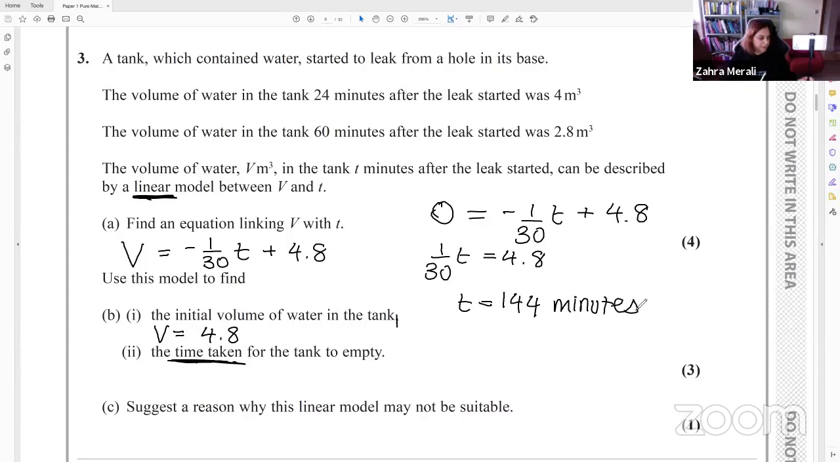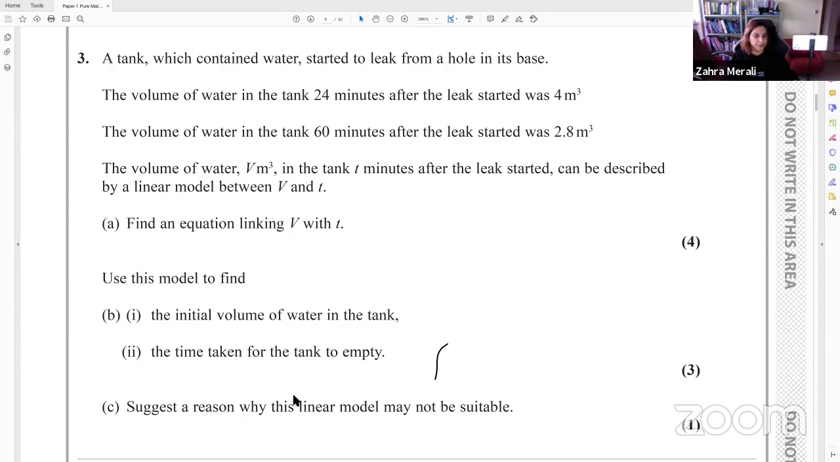And part C, and if you're not sure, it's just a 1 marker. It says suggest why a linear model might not be suitable. And here they're looking for anything that's common sense. Think about pressure. The hole might leak more quickly at the start because there'll be more pressure, or the hole could get bigger. Something could get stuck. Just think of a logical answer why it might not be a perfect straight line, the amount of water that comes out each time. There were lots of acceptable answers. There's no right or wrong there, as long as you've used some logic.